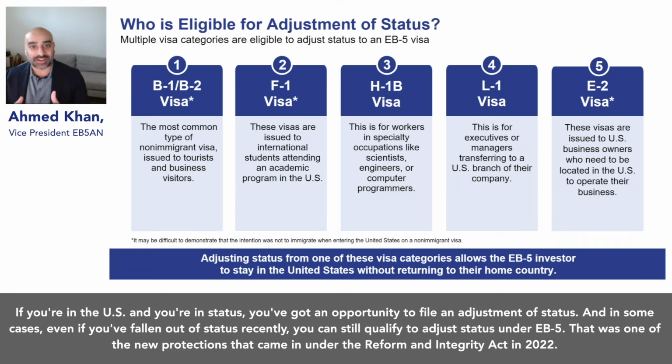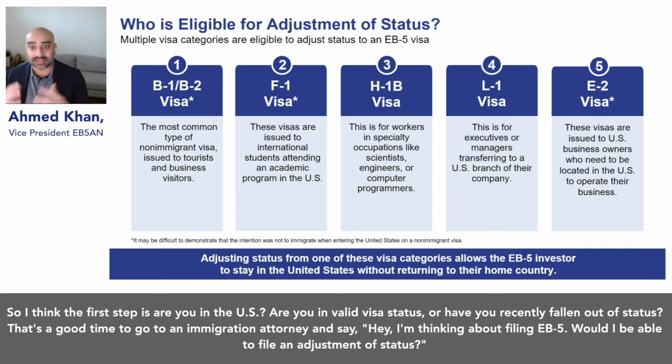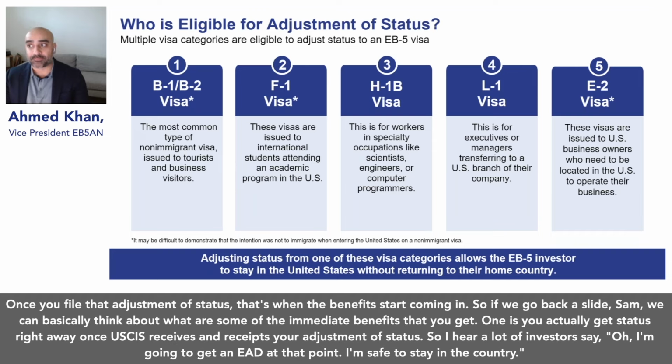If you're in the US and you're in status, you've got an opportunity to file an adjustment of status. And in some cases, even if you've fallen out of status recently, you can still qualify to adjust status under EB-5. That was one of the new protections that came in under the Reform and Integrity Act in 2022. So I think the first step is, are you in the US? Are you in valid visa status? Or have you recently fallen out of status? That's a good time to go to an immigration attorney and say, hey, I'm thinking about filing EB-5. Would I be able to file an adjustment of status? Once you file that adjustment of status, that's when the benefits start kind of coming in.